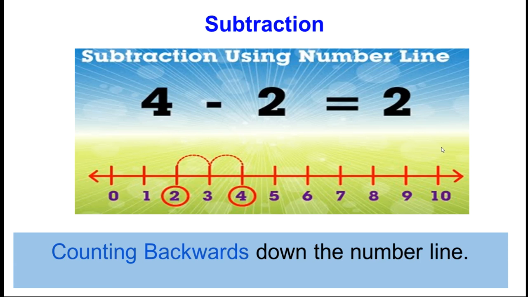We can also use a number line to help us with subtraction. When doing subtraction on a number line, we're going to count backwards. So if I have 4, I start at 4, minus 2, I need to go back 1 and 2. 4 minus 2 equals 2.